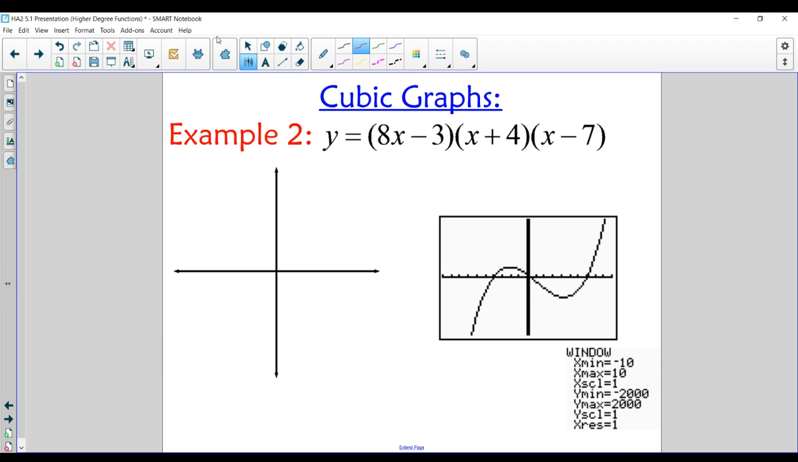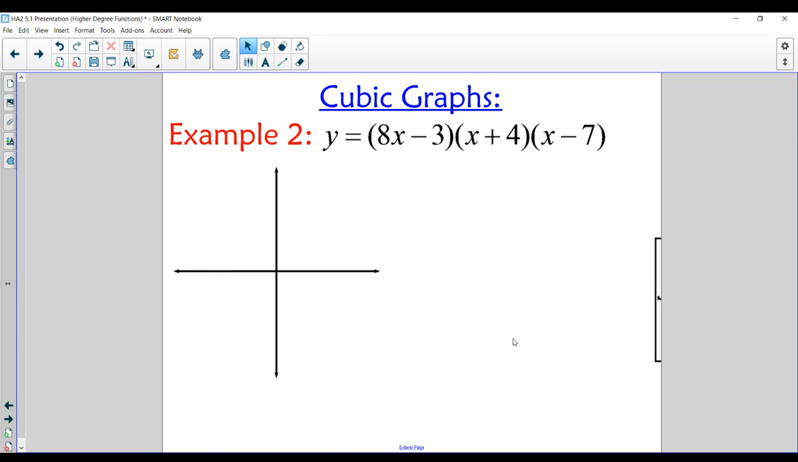Okay, this one that's already graphed for you, let's move that over to the side. We've already got the factors in this, so you'd have x is equal to 3/8, negative 4, and 7. Let's put 7 out there. Let's put negative 4 right there. And if this was a 1, 3/8 would be somewhere around there. All right, y-intercept on this one, if I plug in 0, I would have negative 3 times 4 times negative 7. So that's going to be positive 84.